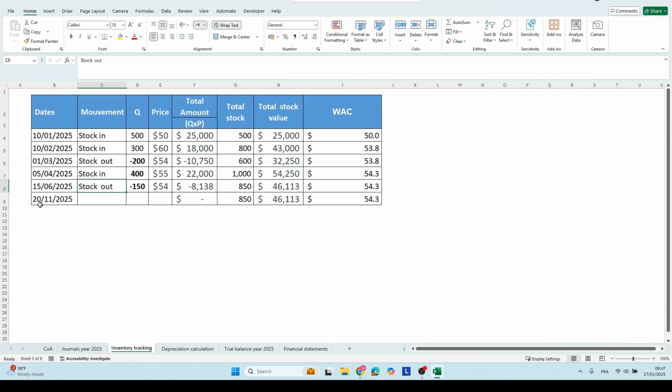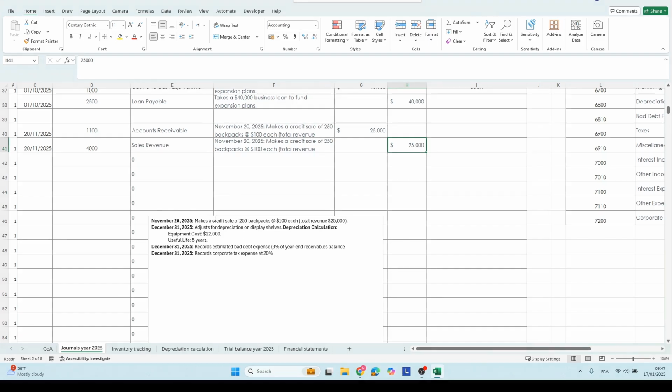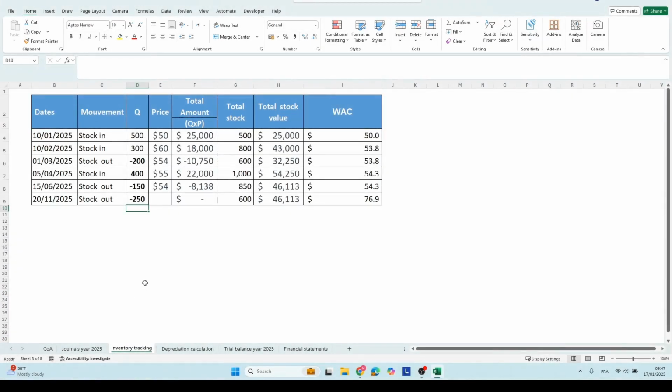So we have stock out for 250, that's correct. And we get the price for stock out at 54. We get it from the weighted average cost that we already calculated. And we get the value for the cost of goods sold of 13,563. This is the amount that will be shown in the cost of goods sold.